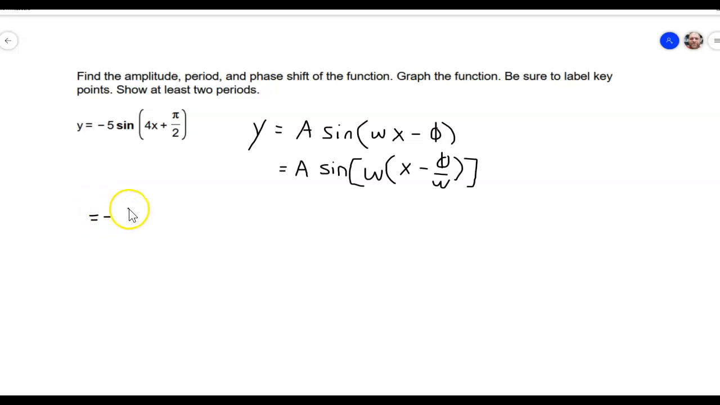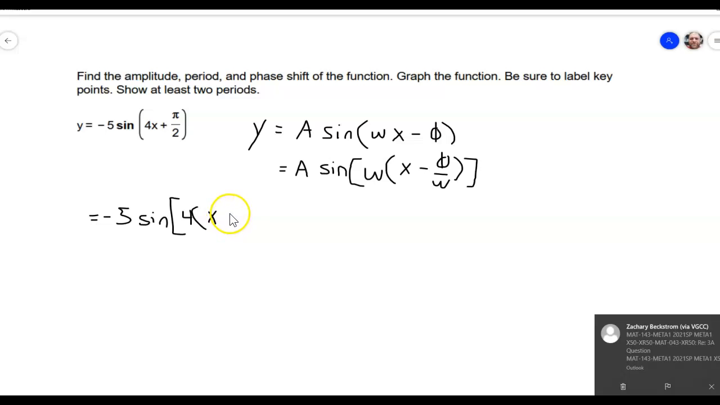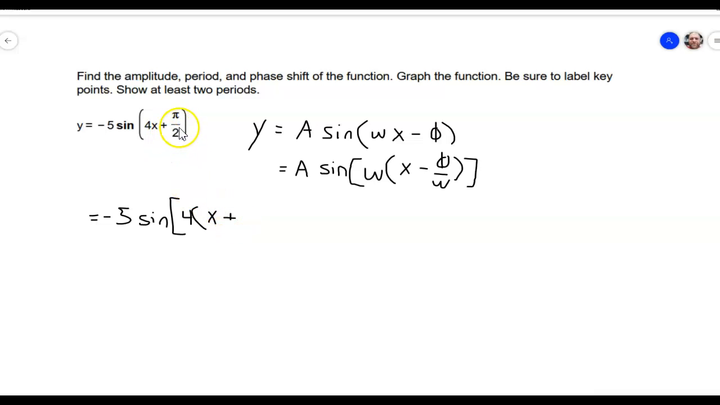So we're going to have negative 5 sine, and we're going to pull that 4 out. So we're going to have x plus pi over 2 divided by 4. That's the same thing as multiplied by 1 over 4. So pi over 2 times 1/4 is pi over 8. All right, so now we have it in the second form. So that means our phase shift is going to be the opposite sign, because remember in our formula we have a minus sign, so it's the opposite sign of whatever's here. So our phase shift is going to be a negative, or a minus pi over 8.